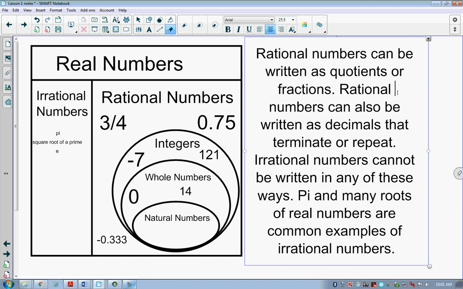Irrational numbers cannot be written in any of these ways. Pi and many roots of real numbers are common examples of irrational numbers: pi, the square root of a prime number, and e. I know that's written really small, but you have those examples. We'll get to working with e again towards the end of the year. You'll get to see some things with e. We feel pretty good about that? Good.